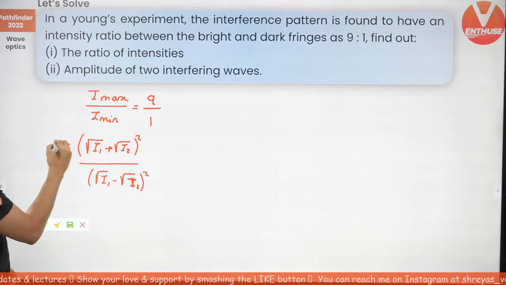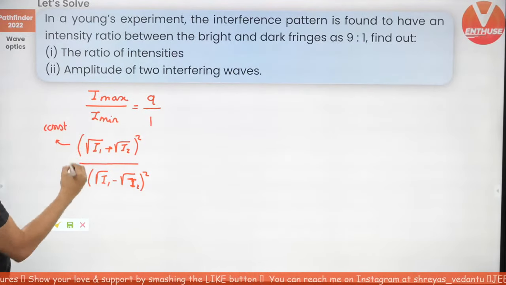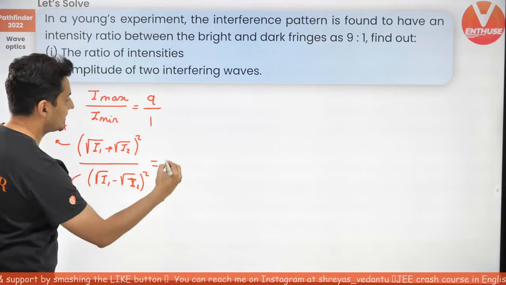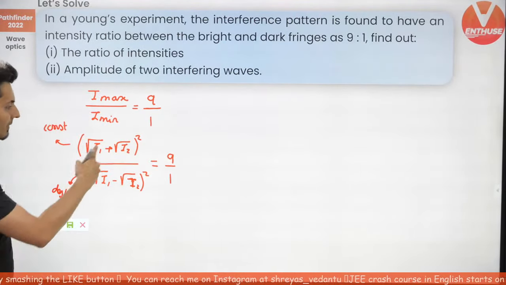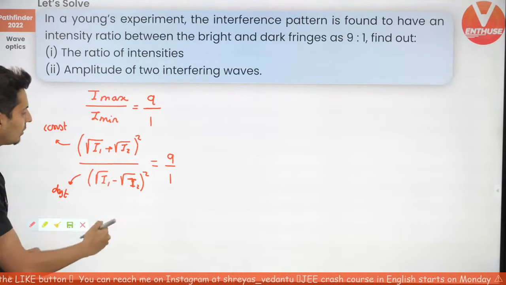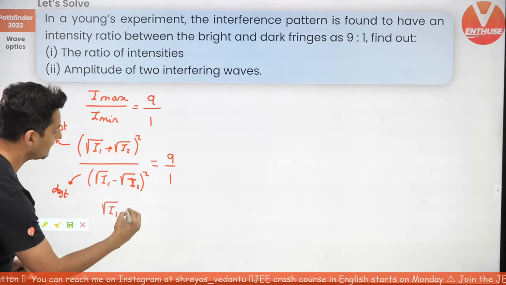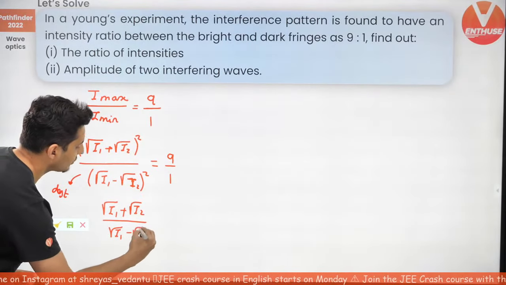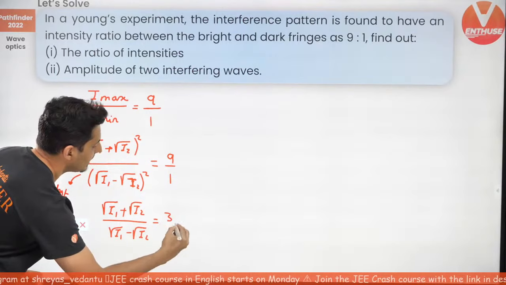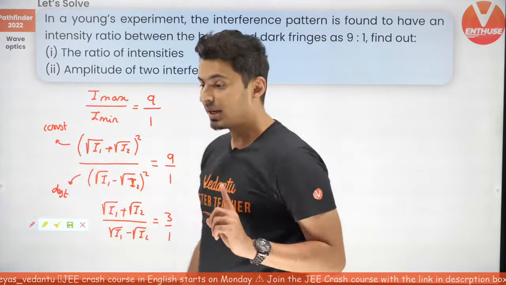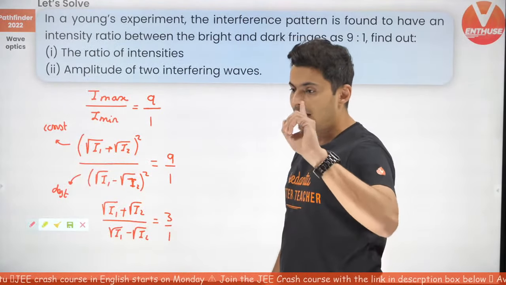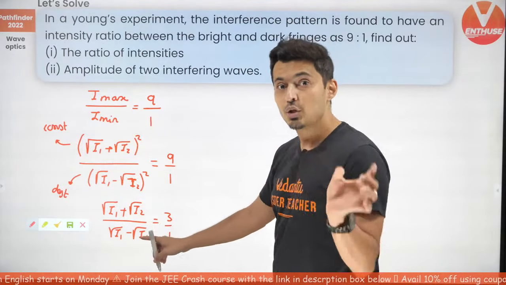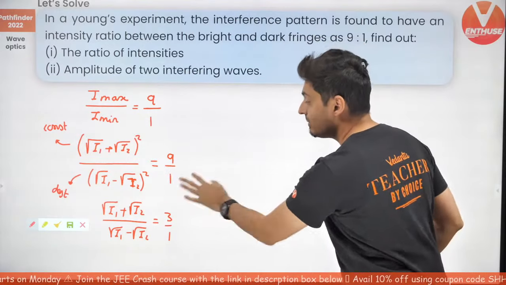So this is basically for constructive interference. This is basically for destructive interference. So this is 9/1. If this is 9/1, take square root on both sides. You will have root I1 plus root I2 divided by root I1 minus root I2. This will be 3/1. Now once you get this, use componendo and dividendo. This is componendo dividendo form. So use that formula and you will see it will become very simple.